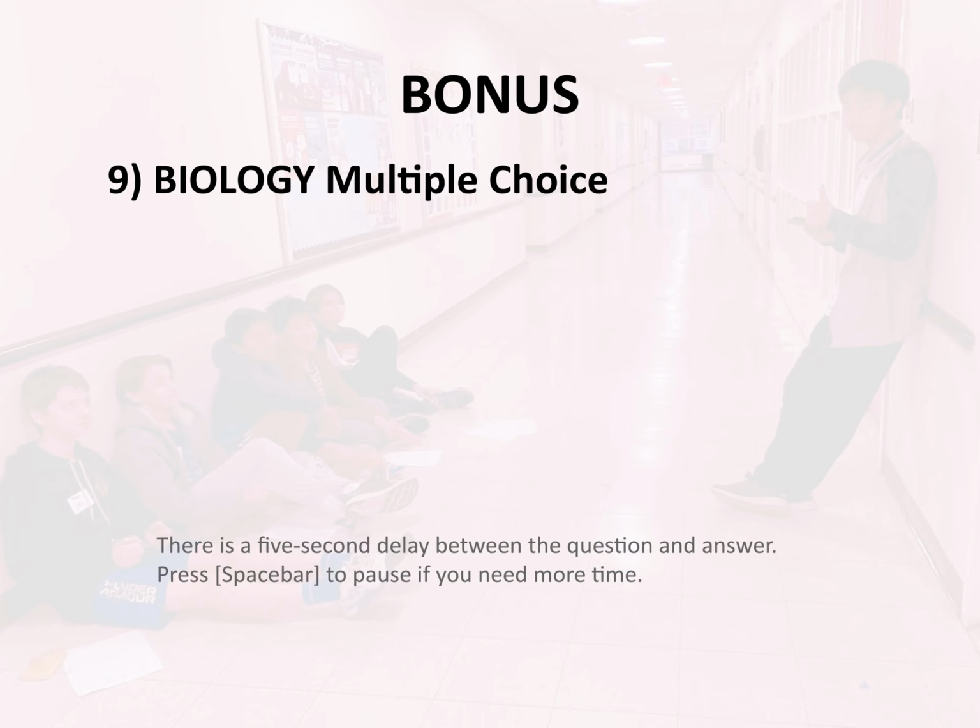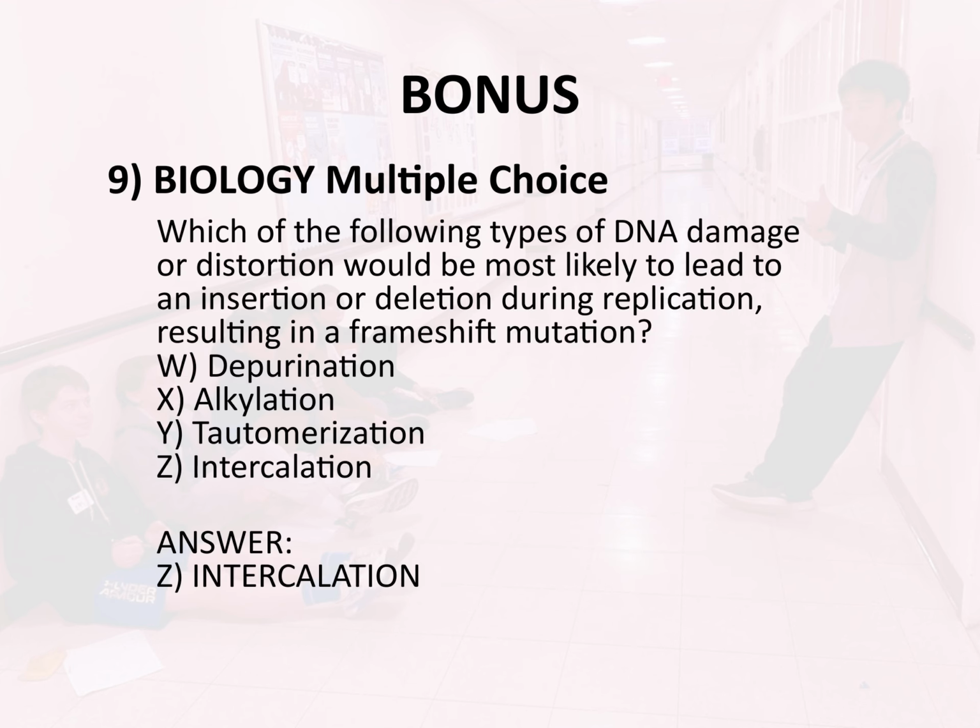Bonus 9. Biology. Multiple choice. Which of the following types of DNA damage or distortion would be most likely to lead to an insertion or deletion during replication, resulting in a frameshift mutation? W. Depurination, X. Alkylation, Y. Tautomerization, Z. Intercalation. Answer: Z. Intercalation.